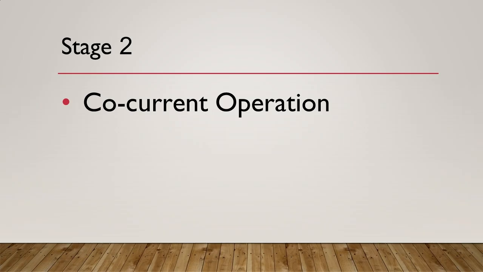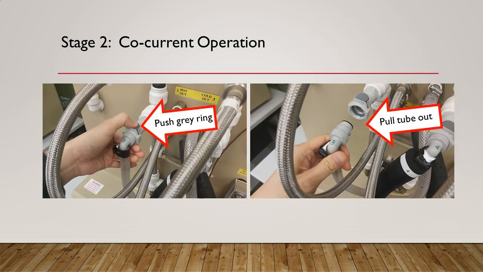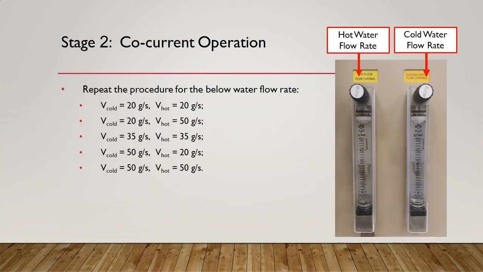At stage 2, we are going to do co-current operation. First, fully close the cold water flow control valve, disconnect the tubes at the plug positions, and interchange the cold water out and return connections to the heat exchanger. Push the loose gray ring into the socket to remove the tube from socket, while at the same time pulling the tube out of the socket. Interchange the cold water out and return connections. Push to plug the tubes. Are the tube connections ready?